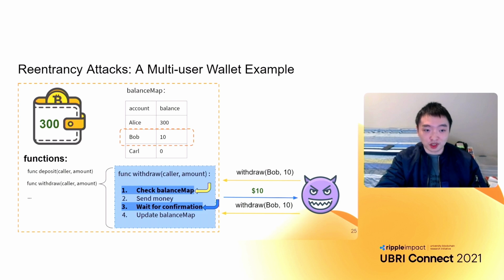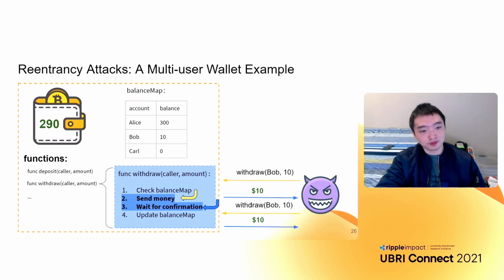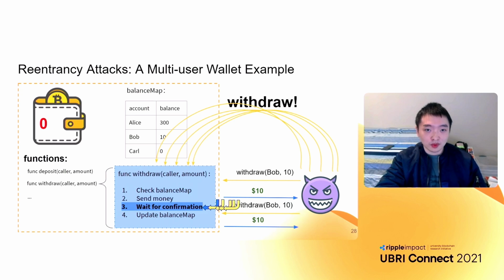And because balance map has not been updated, the wallet thinks Bob has enough money. So the wallet sends $10 to Bob again. So Bob successfully gets $10 more. What's worse, because the wallet is waiting for confirmation again, Bob can call withdraw again. Bob can actually repeat this attack until he takes all the money stored in the wallet.